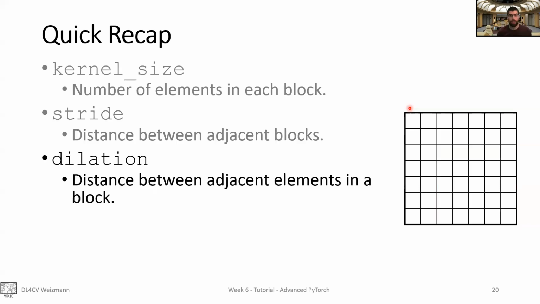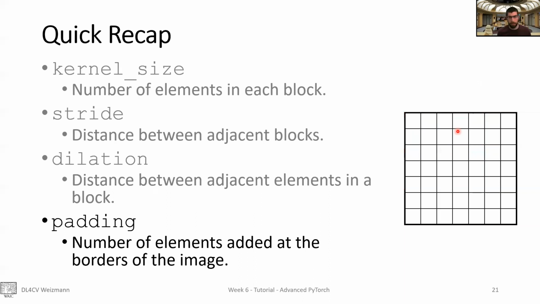Another parameter, which is less common, is dilation, which means the distance between the elements we take in each block. So this was dilation 1, and this is dilation 2. It means we still have 3 by 3 elements in our block, but they are dilated spatially. We can have a significantly larger receptive field while still maintaining a low kernel size and few computations.